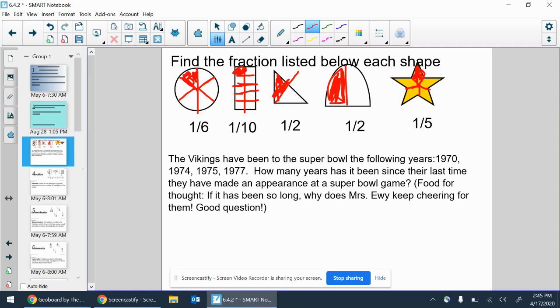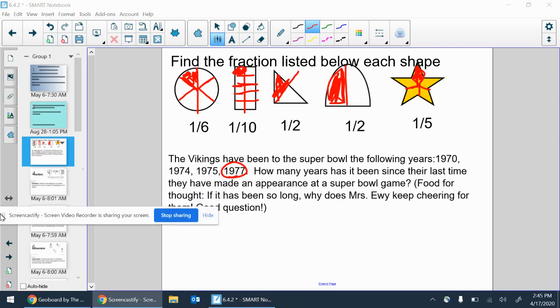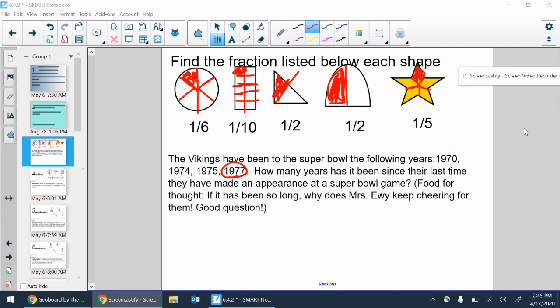On to the Vikings. The Vikings have been in the Super Bowl the following years: 1970, 1974, 1975, 1977. How many years has it been since their last time they have made an appearance at the Super Bowl game? So even though they gave me 4 dates, I only want to focus on this last date here, okay? So I am going to take the year right now.